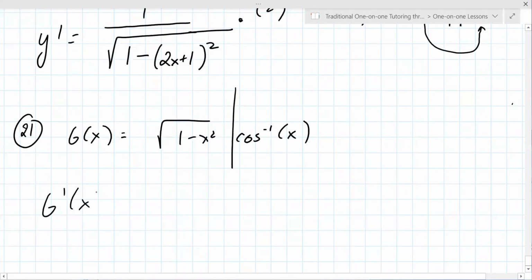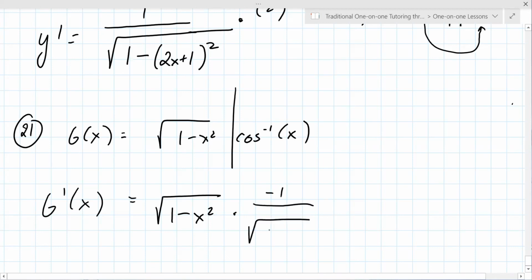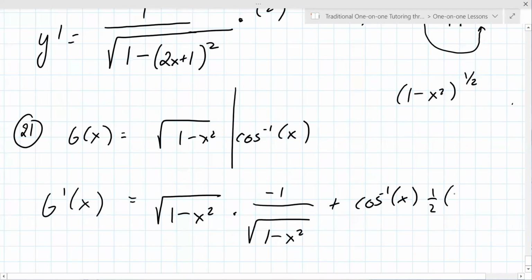So g prime of x is square root of 1 minus x squared times the derivative of cosine inverse, which is negative, so negative square root of 1 minus x squared, plus you keep that one, cosine inverse of x, and then the derivative of this. It's really 1 minus x squared to the 1/2 power. So it's 1/2 times 1 minus x squared to the minus 1/2, times the derivative of the inside function, which is minus 2x.